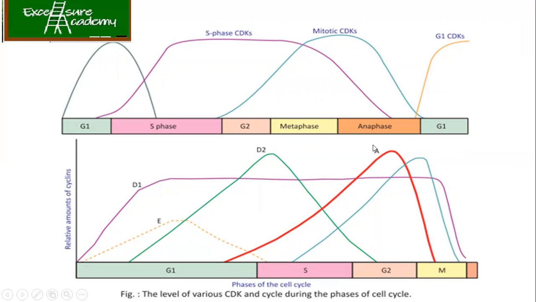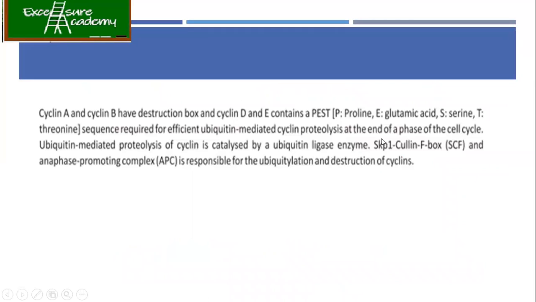So different cyclins are also there, so you can compare and study the relative amounts of these cyclins also. Okay, so cyclin A and B have the destruction box, and cyclin D and E contain the PEST box. Now what is PEST? It stands for proline, glutamic acid, serine and threonine. These are required for efficient ubiquitin mediated cyclin proteolysis at the end of the phase of the cell cycle.